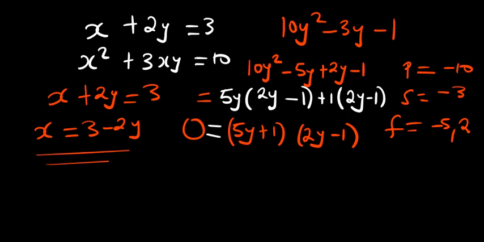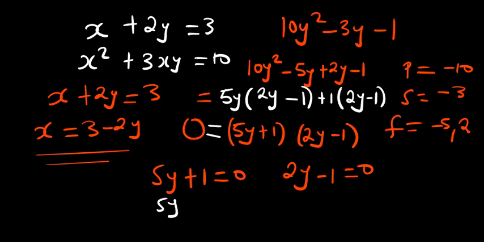Okay, so I'm going to now equate these ones to be equal to 0. So what that means is 5y plus 1 is equal to 0, and 2y minus 1 is equal to 0. Now when I solve these ones, what do I have? I've got 5y is equal to, when the 1 goes to the other side, becomes negative. Then I divide by 5 on both sides. Okay, so in this case, I'm going to now have y is equal to negative 1 over 5.